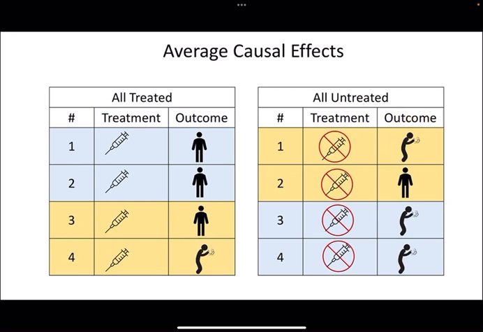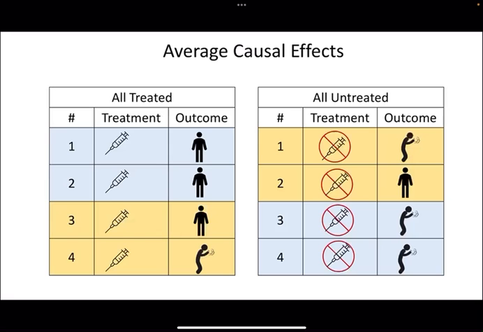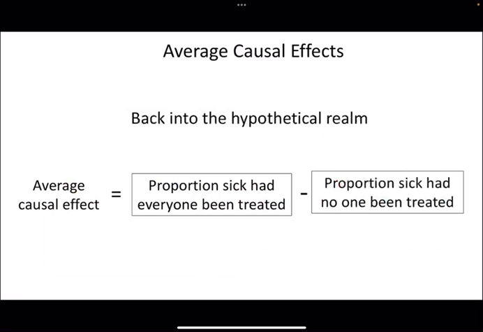And now you can see, like I was talking about before, where I'm saying things like the proportion of the sick people had everyone being treated. That's where we're getting this, everyone being treated on the left in this table and no one being treated on the right here. So you probably can see where I'm going with this, but if we go through some calculations, it'll solidify that.